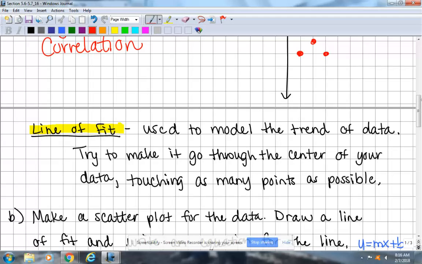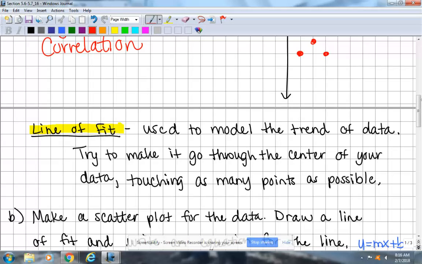A line of fit. Now, we have scatter plots. That means our points are scattered. Okay? When we put a line through our data, it's not connect the dots.